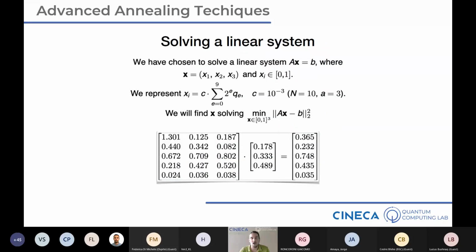Okay, so we try to solve a linear system. I will go quickly in this part, only to show you something. I want to solve this linear system. This is the matrix, this is the solution, and this is the x that we are trying to find. So we know the matrix and we know the solution. We have to find these three numbers here using an expression like that, using x, y, xi.